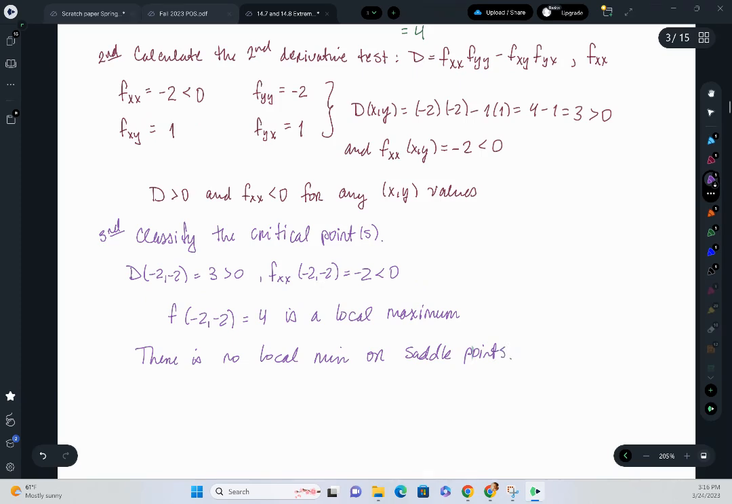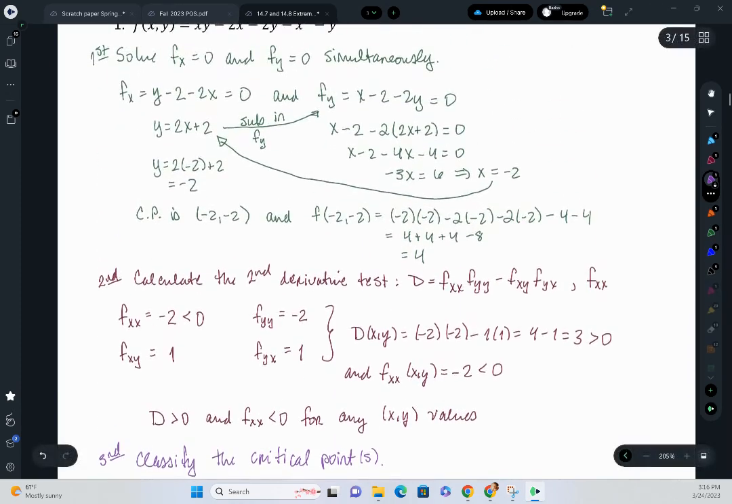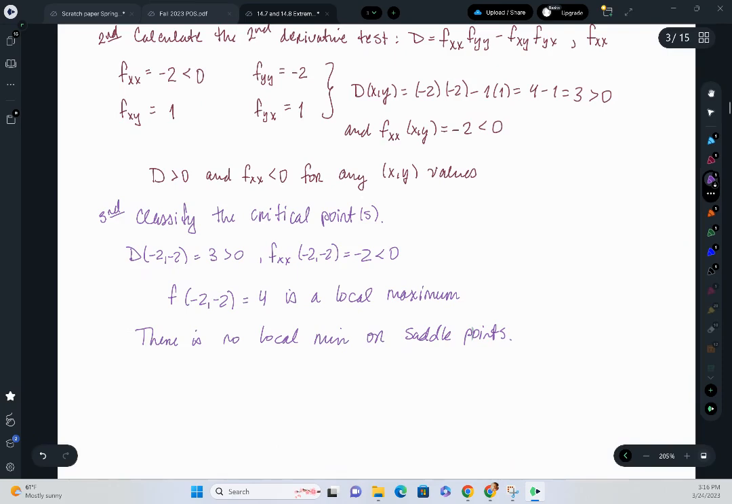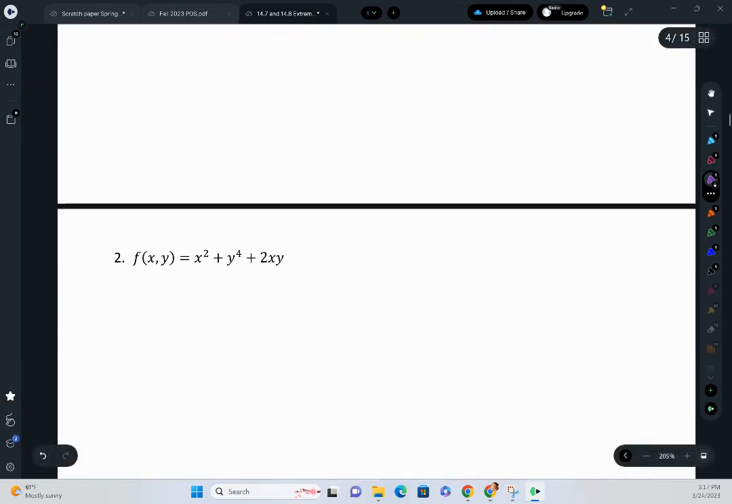Okay, so we're done with this problem. We found a critical point in step 1. We calculated the second derivative in step 2. We classified our critical points based on the second derivative test in step 3 and found we have one local max and nothing else. Let's try another one.